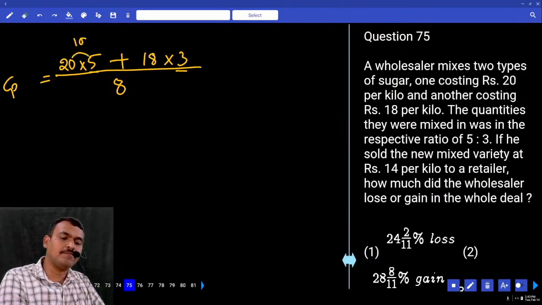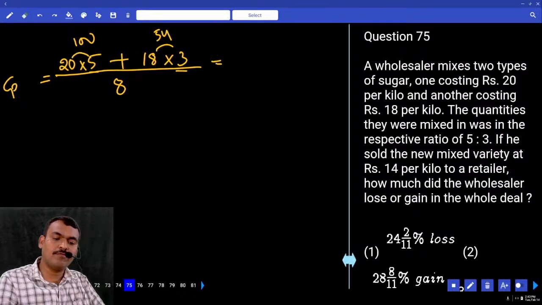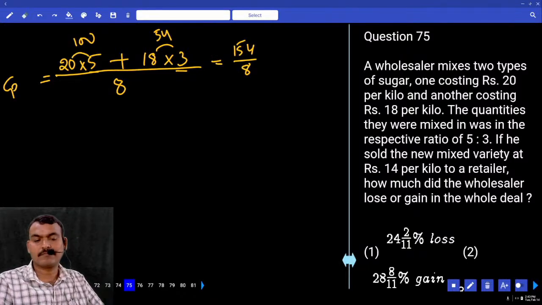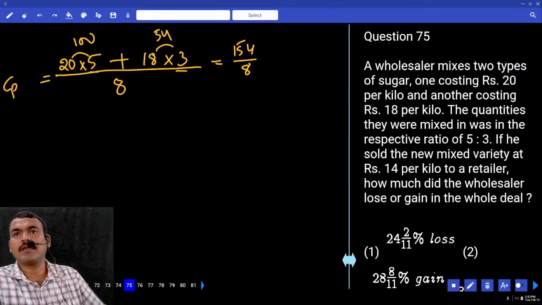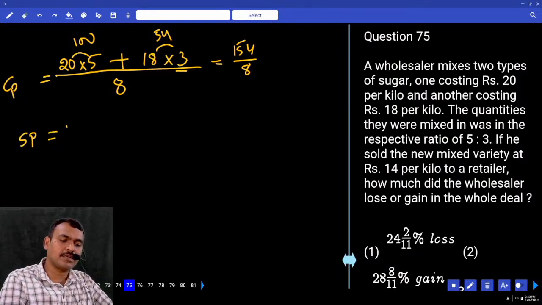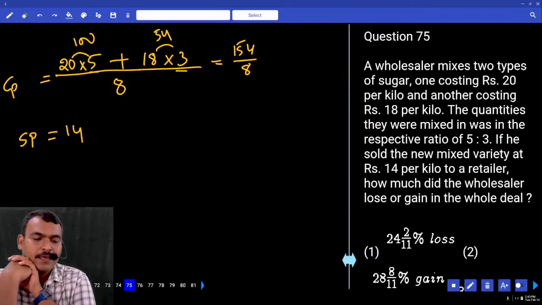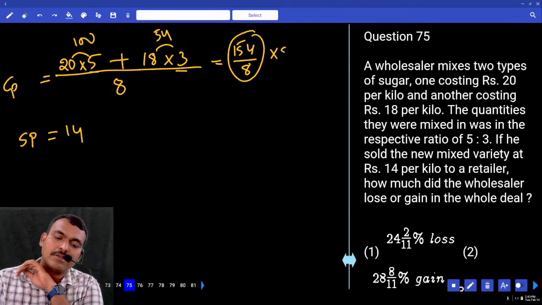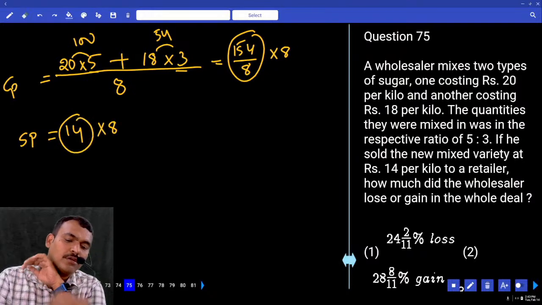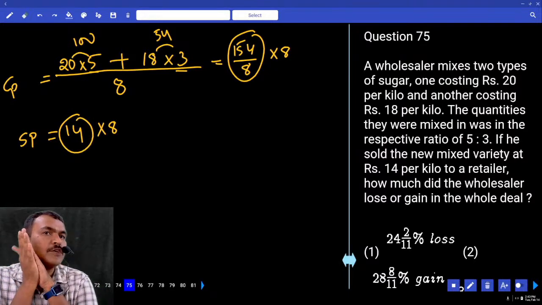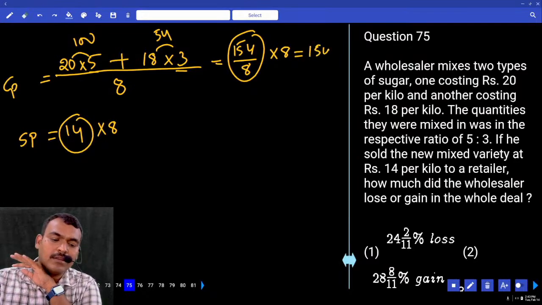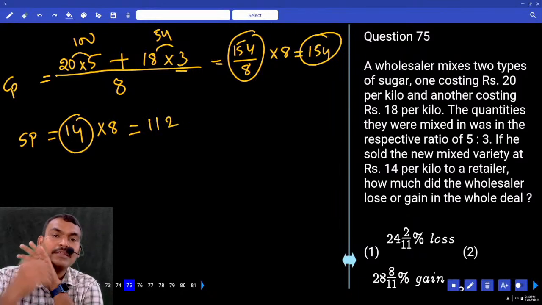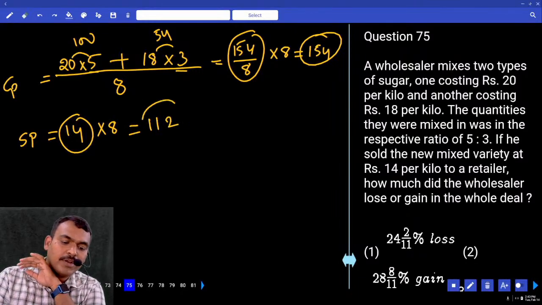5 into 20 is 100. 18 into 3 is 54. 154 by 8. That is the cost price of the mixture per kg. Next, what is the selling price of the mixture per kg given? 14. Okay. Suppose the first one I multiplied by 8 times, the second one also multiplied by 8 times, because of the ratio. What is the cost price and selling price ratio? 154 by 8 and another one 14. Then we get one as 154, another one 112. One is cost price, another one selling price. What is the difference value?